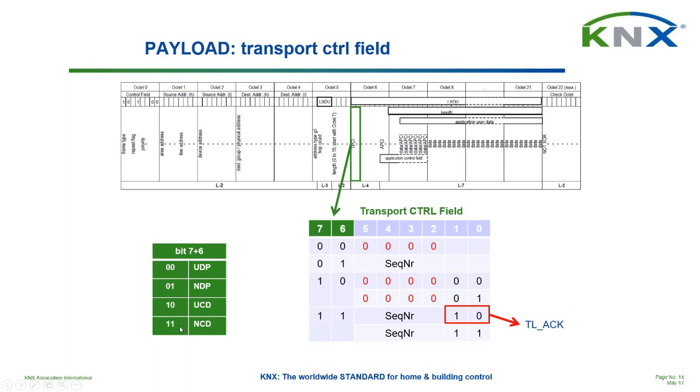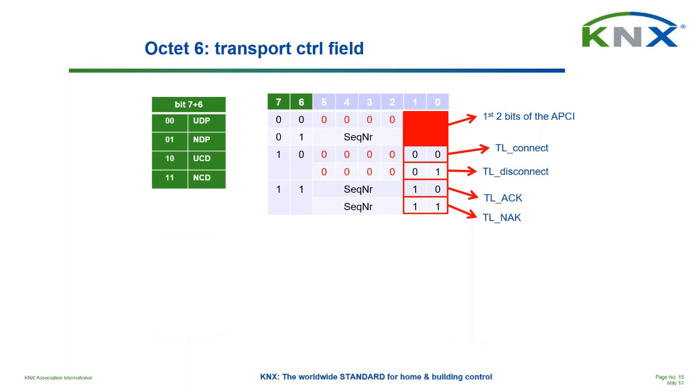And then there is the last type, which is the combination 7 and 6 being 11. That means this is numbered control data, and because it's numbered, there will be a sequence number, what we see here. And also here we have to look at bits 1 and 0 of Octet 6. In case the combination is 10, then this telegram is a transport layer acknowledgement. In case of 11, it's transport layer negative acknowledgement.